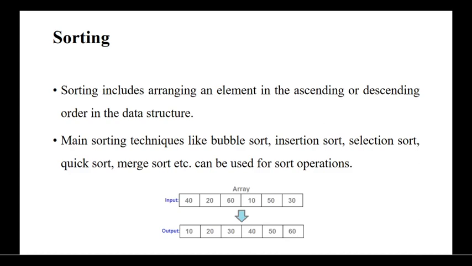How to make this one in order? See, we will have a data structure. How to make this one a sorted order? For that we have techniques like bubble sorting, insertion sorting, selection sorting, quick sorting, merge sorting and so on. They can be used for the sorting operation. So for any kind of sorting, ascending or descending, you can use any of these techniques.